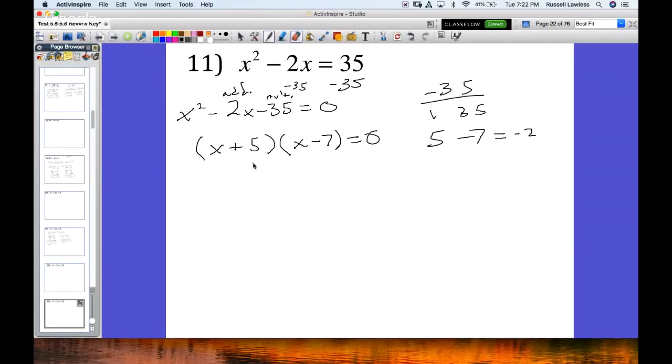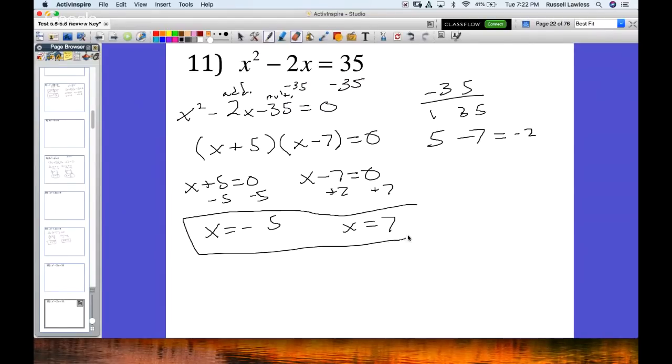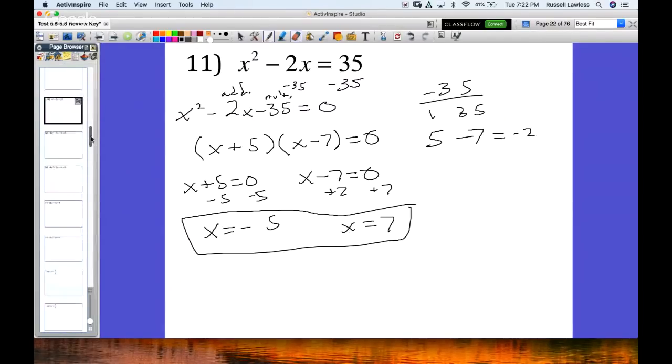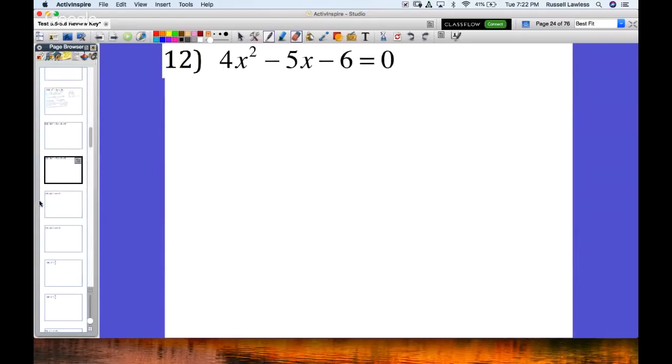So then all that it is now is just one-step equations where you do x plus 5 is equal to 0 and x minus 7 is equal to 0. So I can subtract 5 on both sides to get x is equal to -5 and add 7 on both sides to get x is equal to 7. And then we are done with that one. Let's keep tracking. Taking a look at 12.